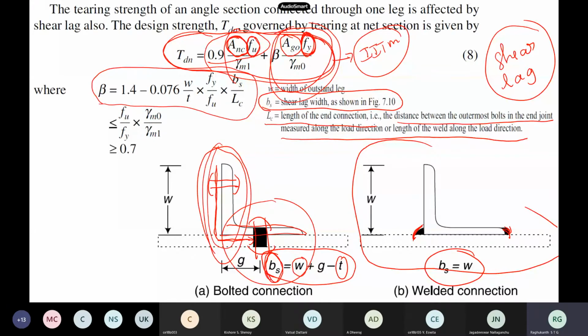So here you will get your shear lag, that is beta. And how to measure this shear lag also, the code has this figure in the IS code also.